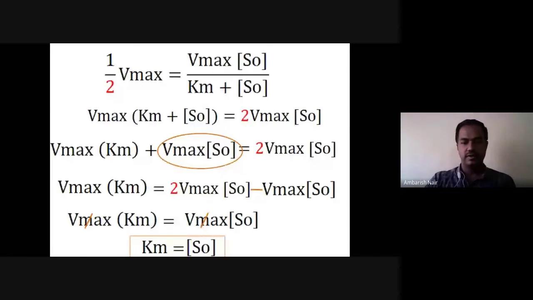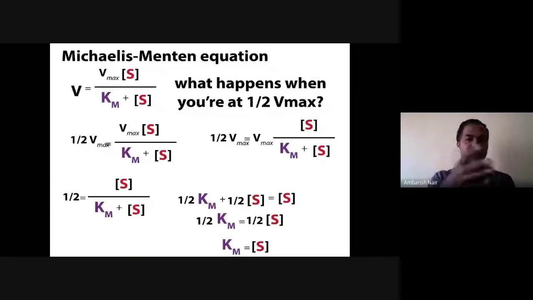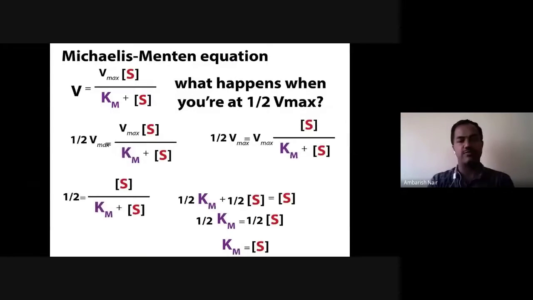On the next slide, you can see this is another way. What they have done is take the Michaelis-Menten equation and substitute half V max. You can solve this way also, if you want to have a look at how they have solved. This is another way of solving the same thing, but finally they are also getting Km is equal to S. Don't worry whether it is Km is equal to S or Km is equal to S naught.